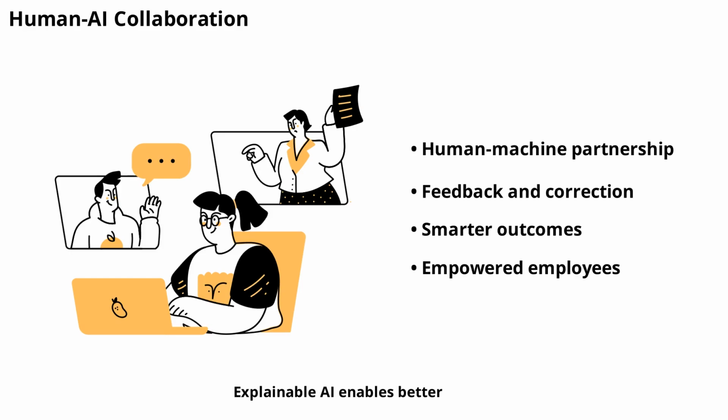Explainable AI enables better collaboration between humans and machines. When AI systems can explain their reasoning, humans can provide valuable feedback, correct mistakes, and make more informed decisions. This partnership leads to smarter outcomes, as both human intuition and machine intelligence are leveraged. In workplaces, explainable AI can empower employees to work alongside AI tools with confidence and clarity.